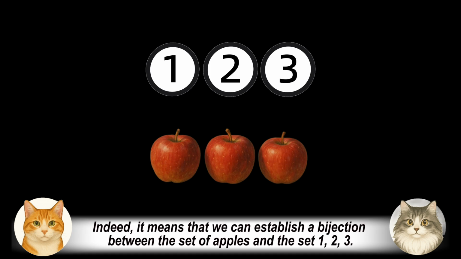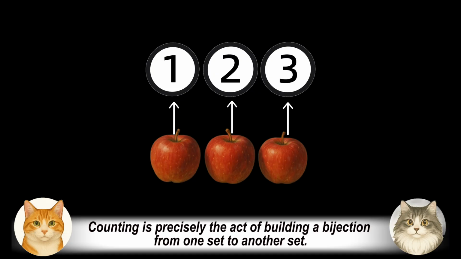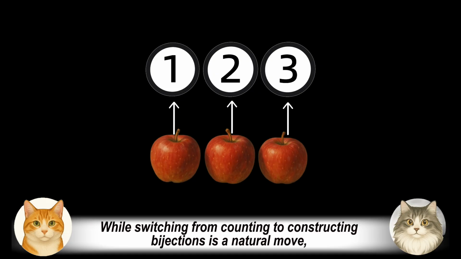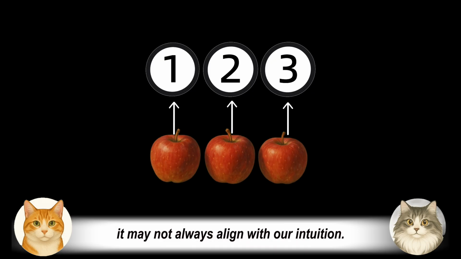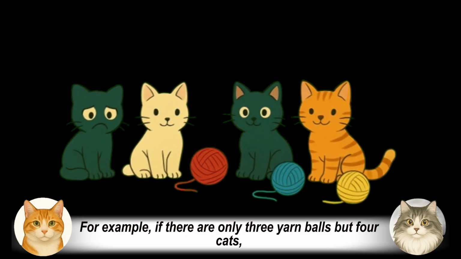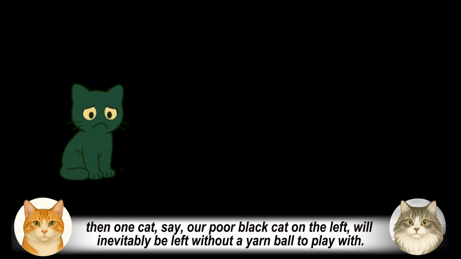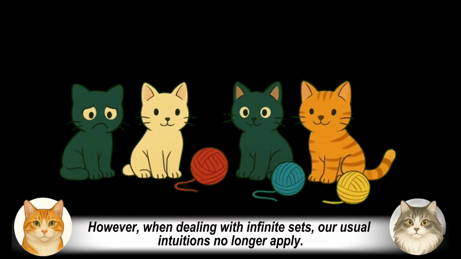Indeed, it means that we can establish a bijection between the set of apples and the set {1, 2, 3}. Counting is precisely the act of building a bijection from one set to another set. While switching from counting to constructing bijections is a natural move, it may not always align with our intuition. For example, if there are only 3 yarn balls but 4 cats, then one cat, say, our poor black cat on the left, will inevitably be left without a yarn ball to play with.